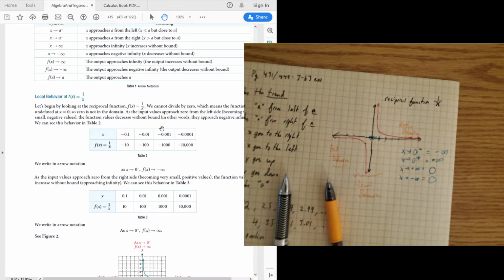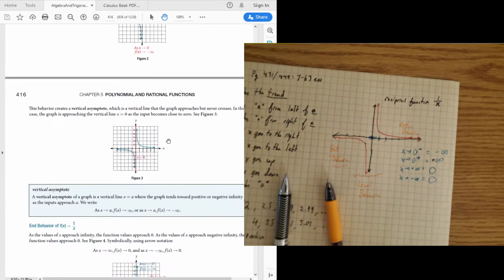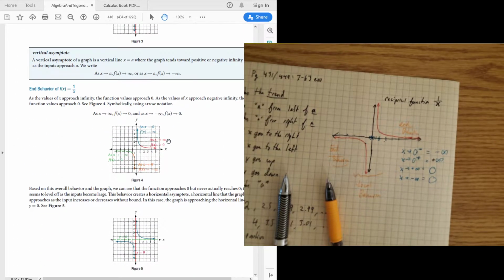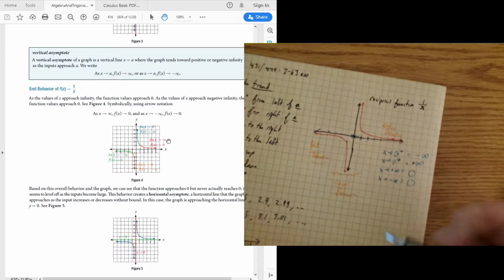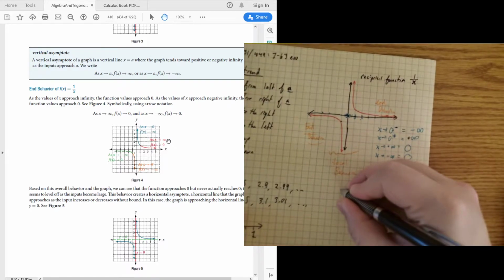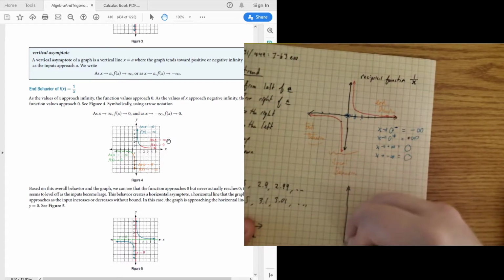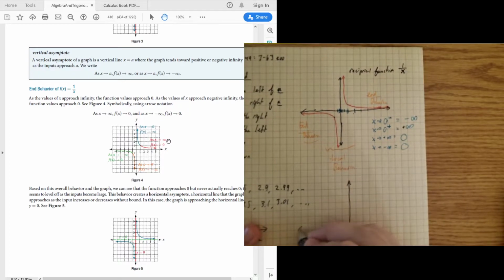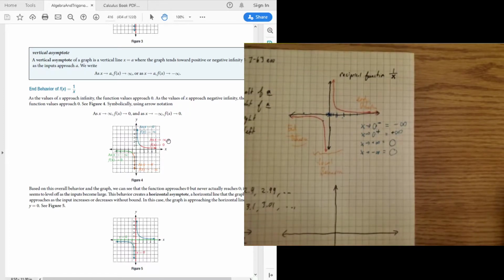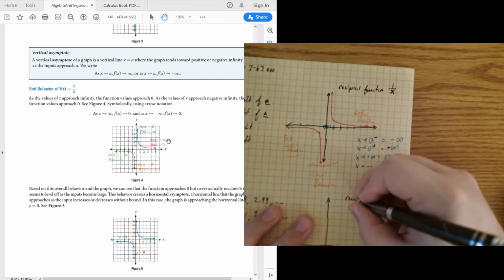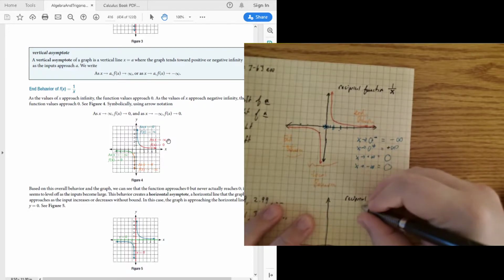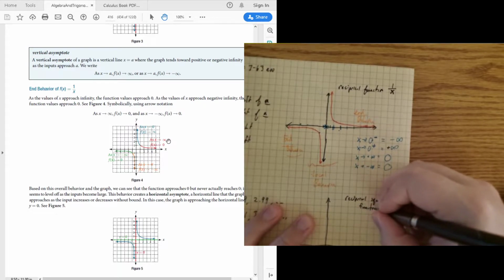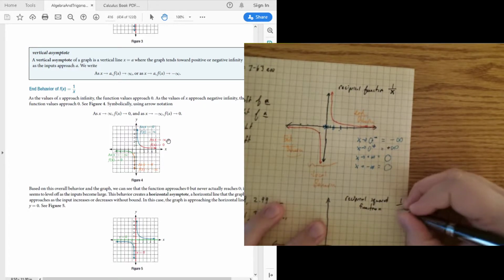Okay, we've had some definitions. Let's keep it going. So there's one graph we've had. This is one of the graphs we're going to talk about a lot today. But there is a second one. This is called the reciprocal squared function. This is 1 over x squared.